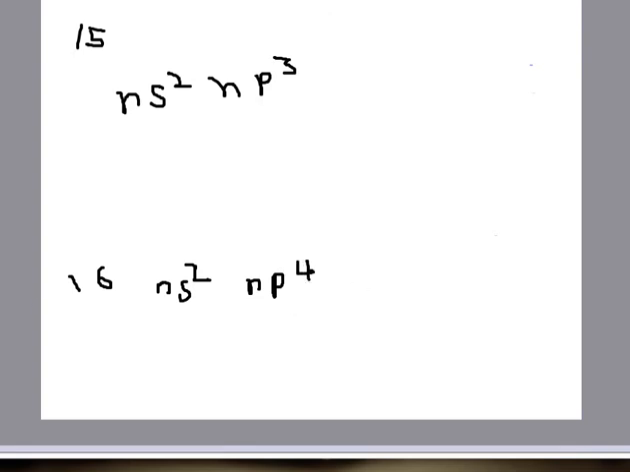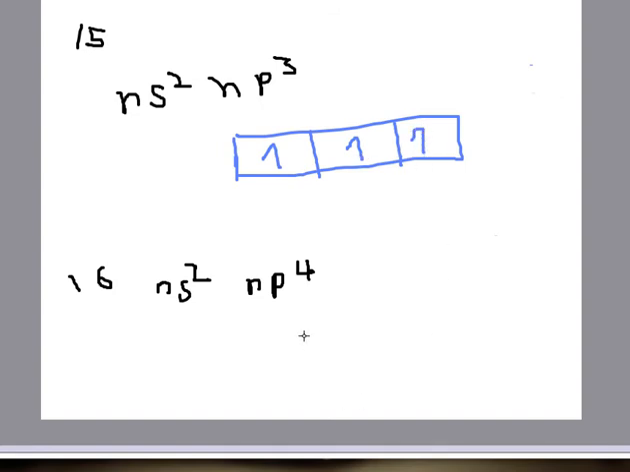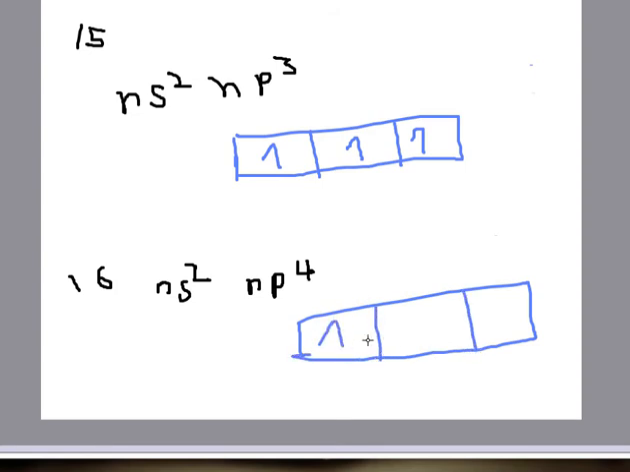Now let's understand. Don't consider ns2, just consider np4 and np3. In group 15, np3 is there. It means in the p orbitals there are 1, 2, and 3 electrons. And in group 16, in the p orbitals, there are 1, 2, 3, and 4 electrons.